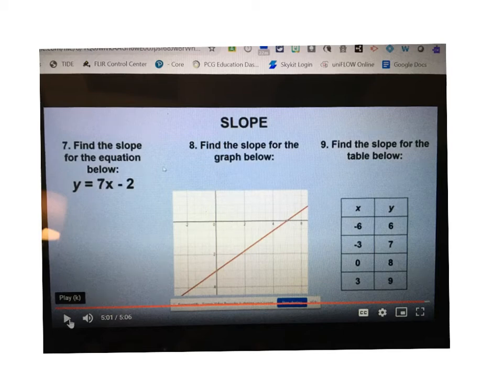Okay, so the first one is just super easy. Your slope is 7 or 7 over 1 because your line is y equals mx plus b. This is the x-intercept, I'm sorry, this is the y-intercept, and this is m. So your slope is 7 or 7 over 1.